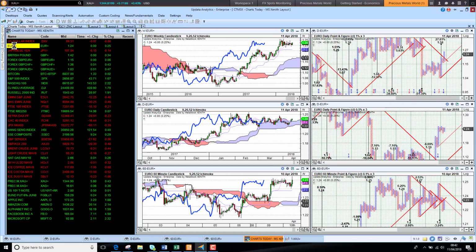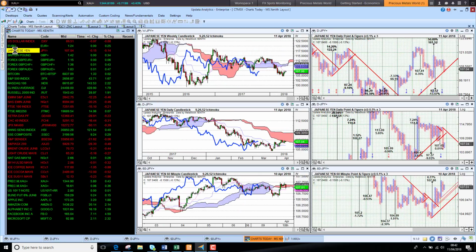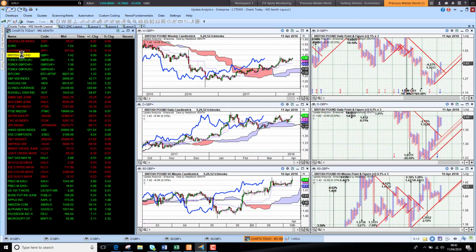So against the euro looking stronger, and so no big surprises there. That's mostly about dollar weakness. And if we look at against the Japanese yen, we see the dollar weakening here now as well. So that's a proxy for the dollar weakening across the board.